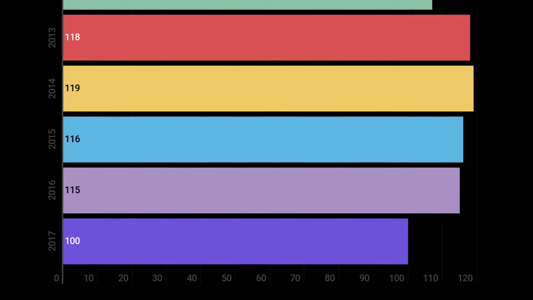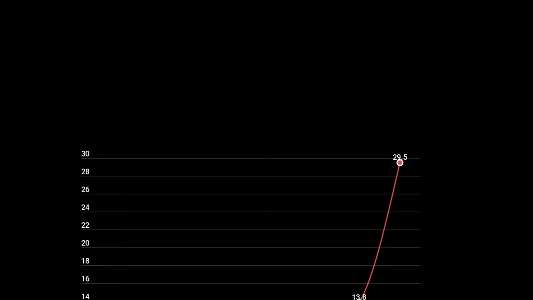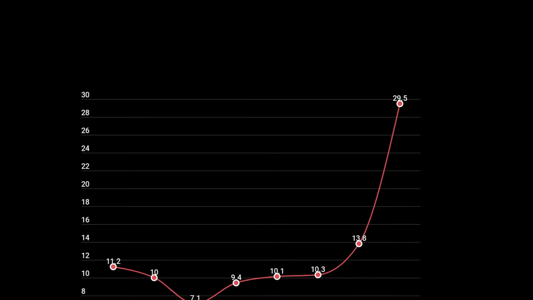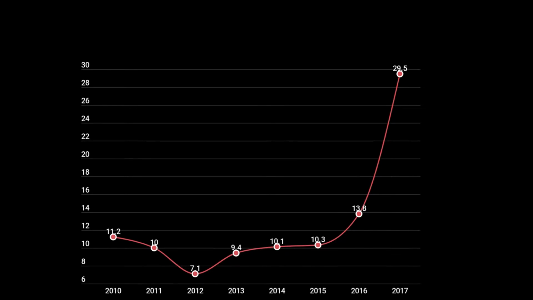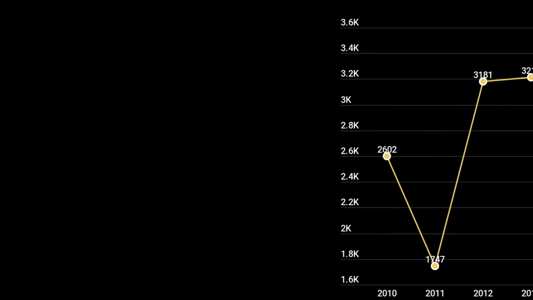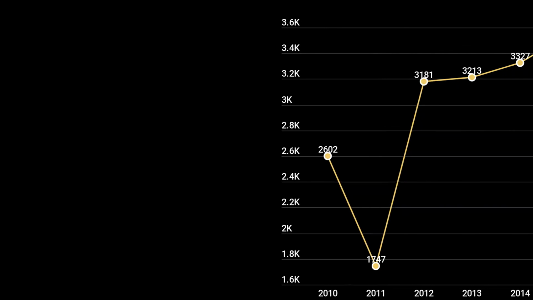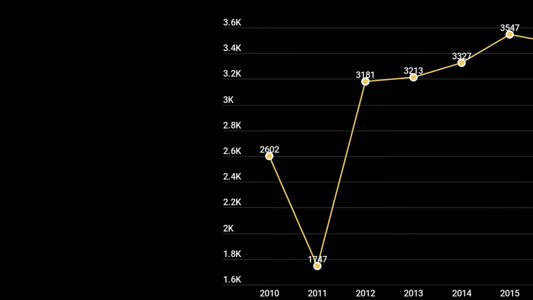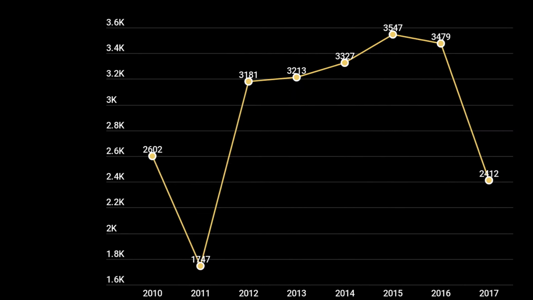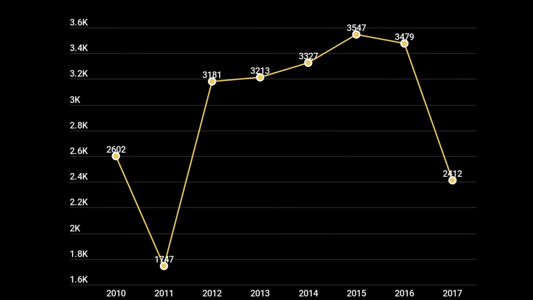If we see the inflation rate of the Egyptian economy, then it is really bad. In 2010, it was 11.2%, and in 2012 it got better and was 7.1%, but later on it kept on going up, and in 2017 the inflation percentage recorded was 29.5%. If we see the GDP per capita chart, then we see that in 2010 it was $2,602, and it kept on rising, and in 2017 it was $2,412.